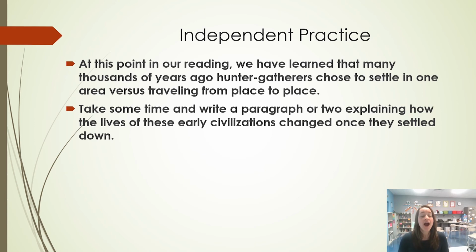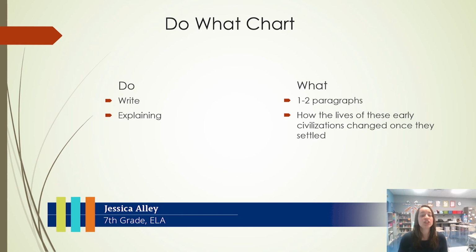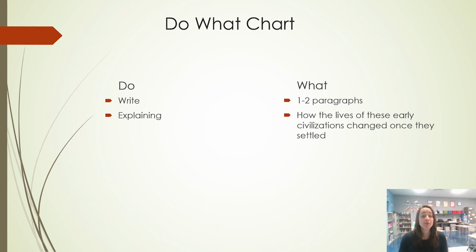In order to prepare for writing, I always like to complete a do-what chart. This is what it looks like. This chart helps me to remember what it is I need to write about. On the left side, I have a list of things I need to do, and on the right side, I have what I need to do. So the first thing I need to remember is that I need to write 1 to 2 paragraphs. Then I need to keep in mind that in those paragraphs, I'm going to be explaining how the lives of these early civilizations changed once they settled. I'll give you a few moments to jot this down.